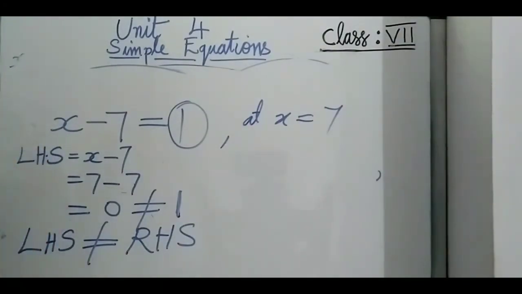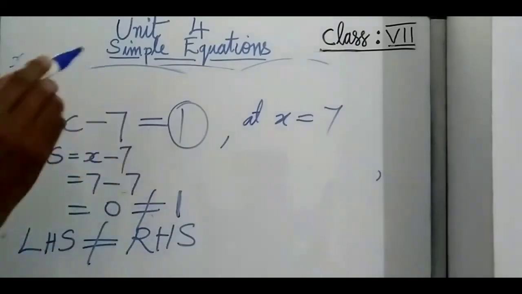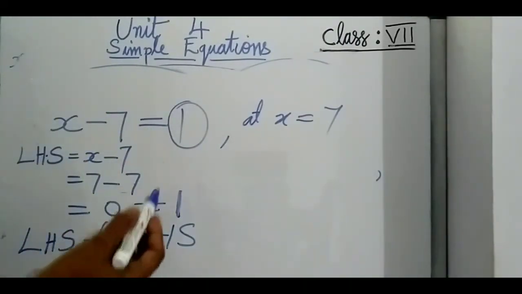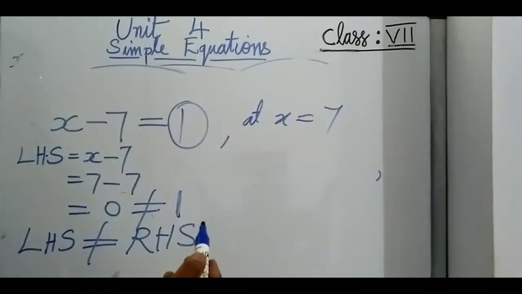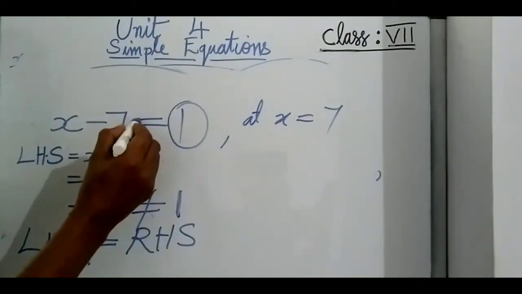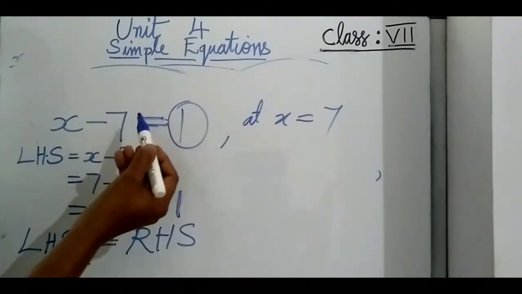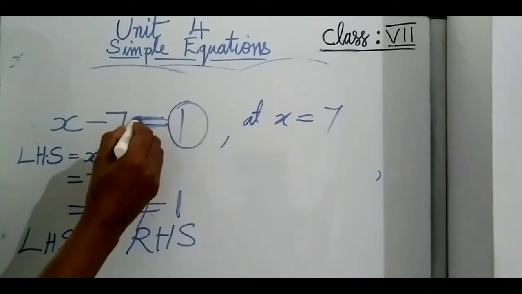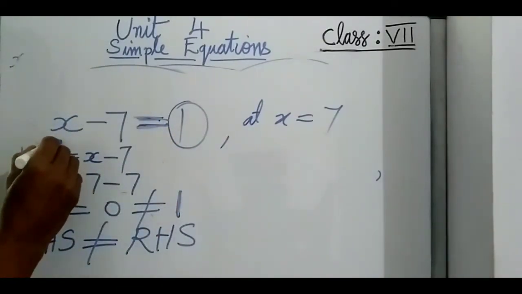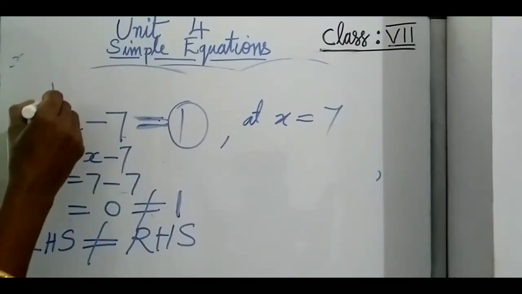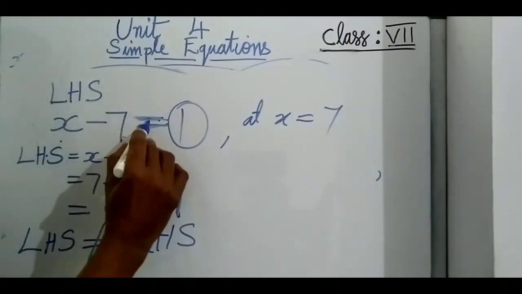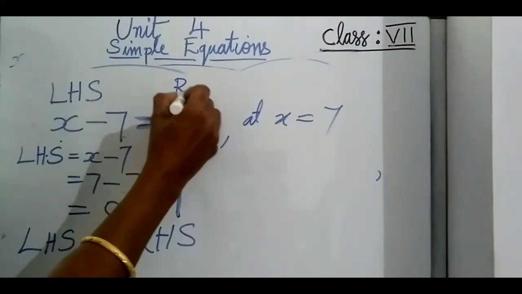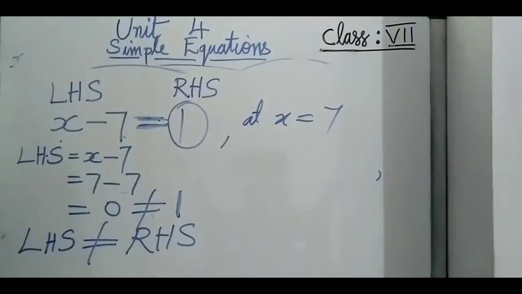So now we learned what a variable is, what an algebraic expression is, what an equation is, and what LHS and RHS are. What is LHS and RHS? The value of the expression to the left of the equal sign is the LHS, left hand side. The value of the expression right of the equal sign is known as the right hand side, or RHS.